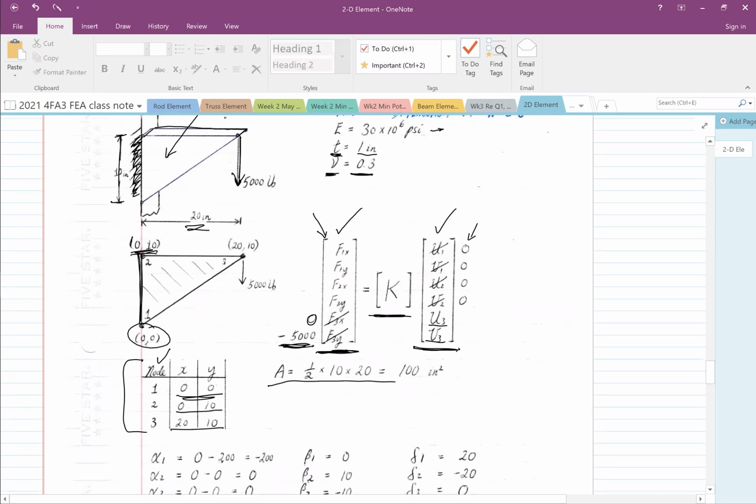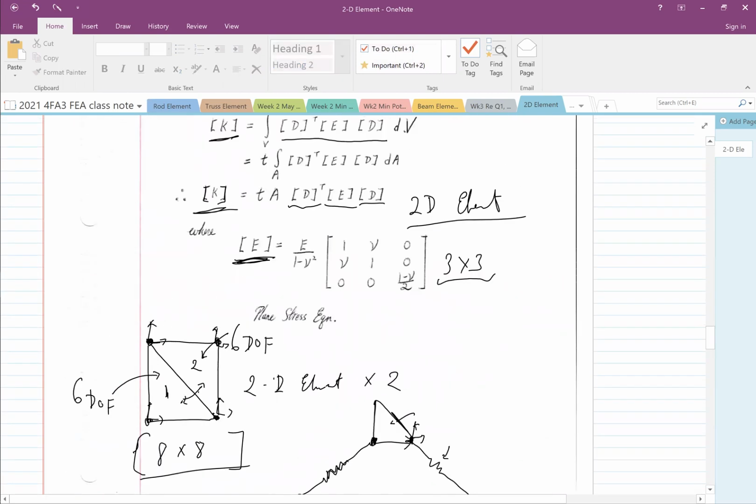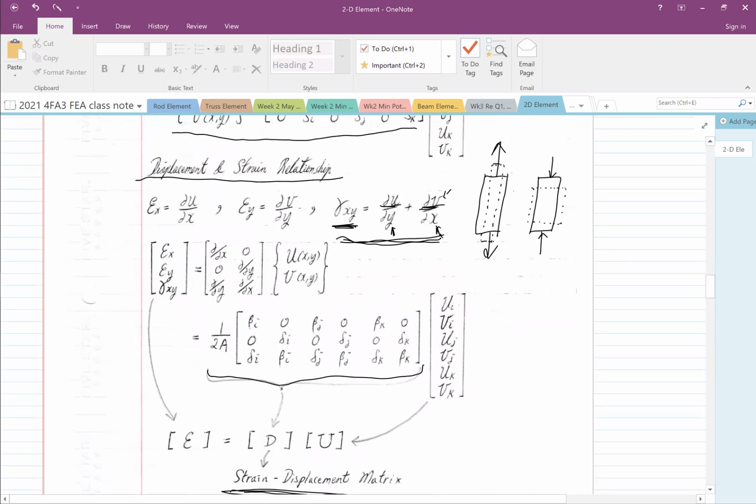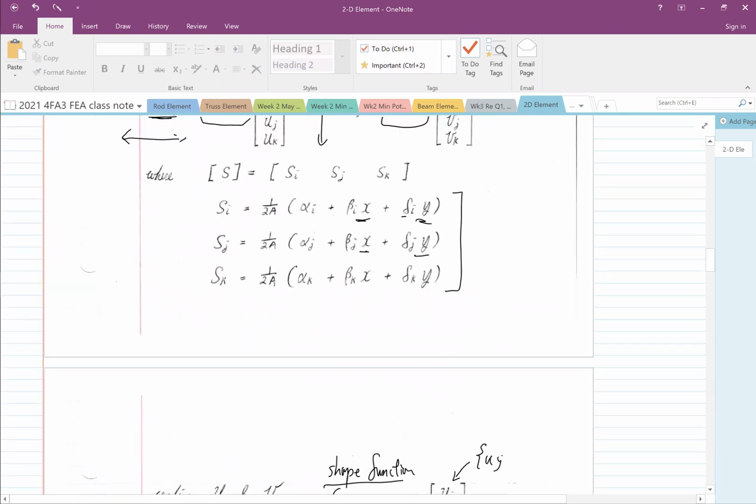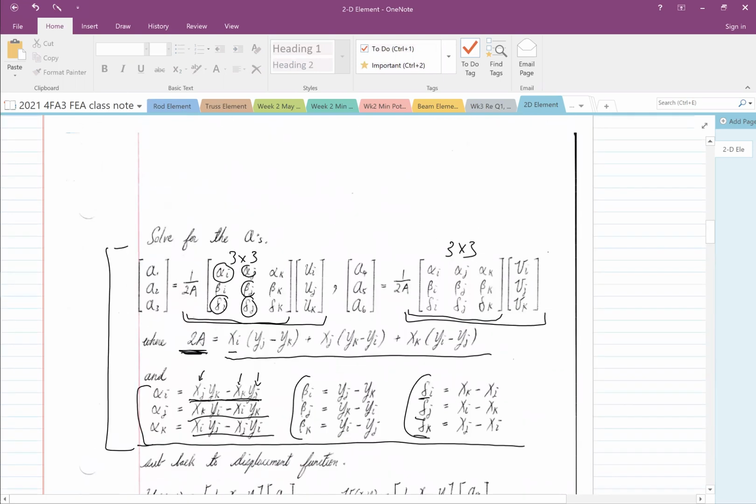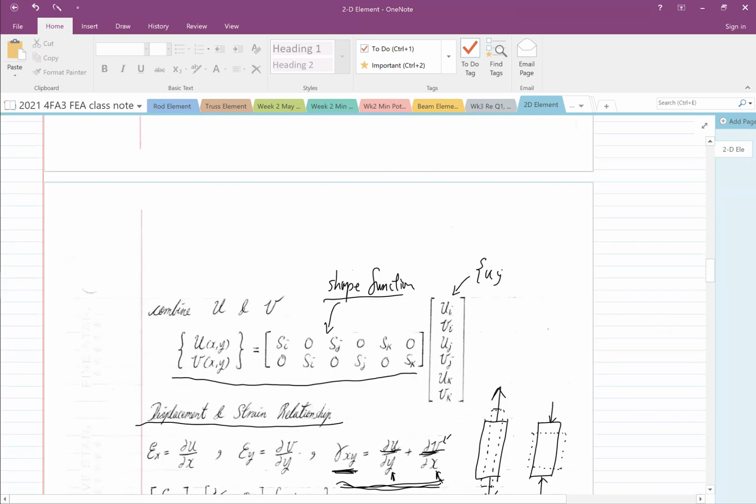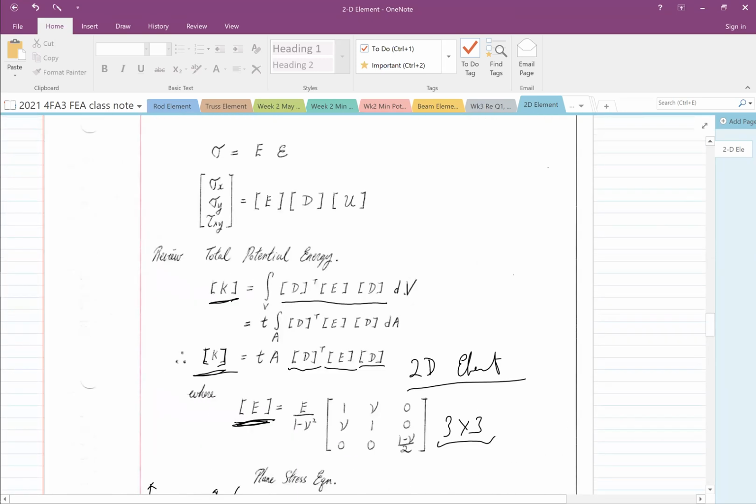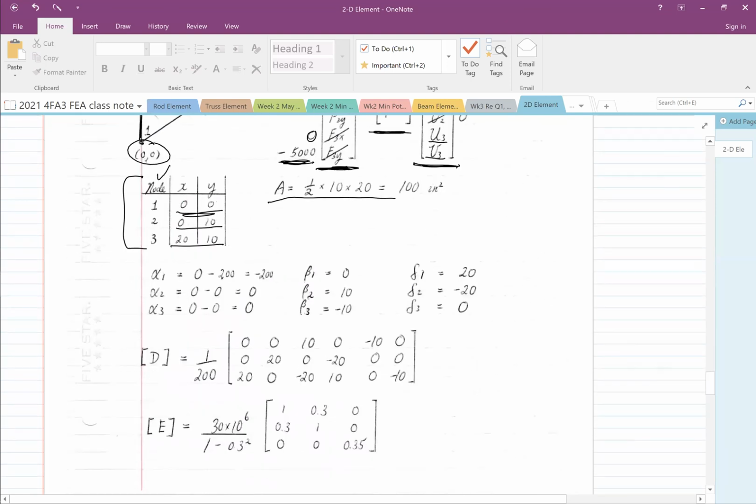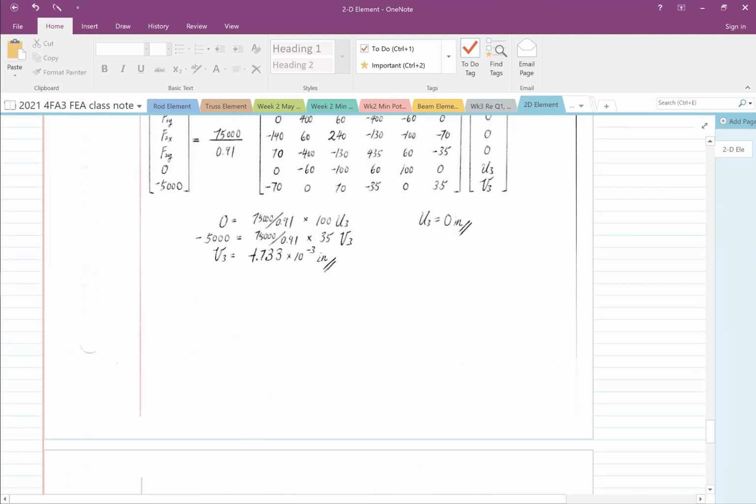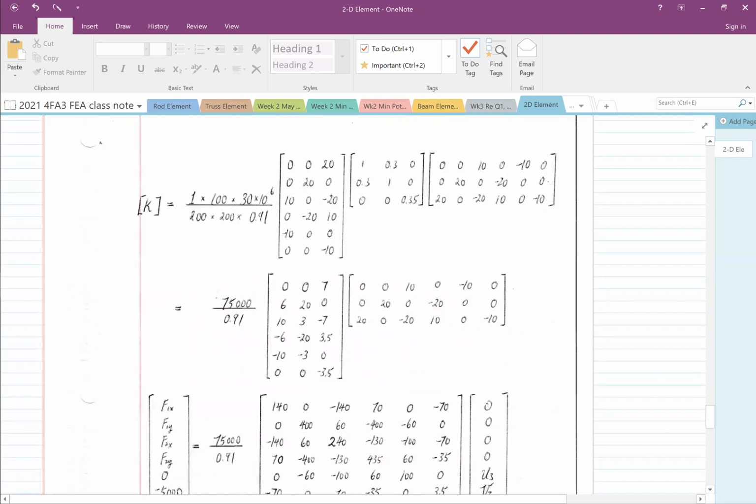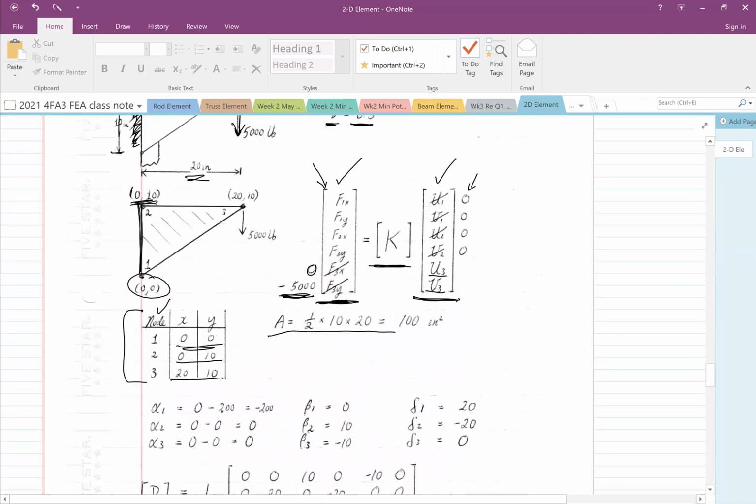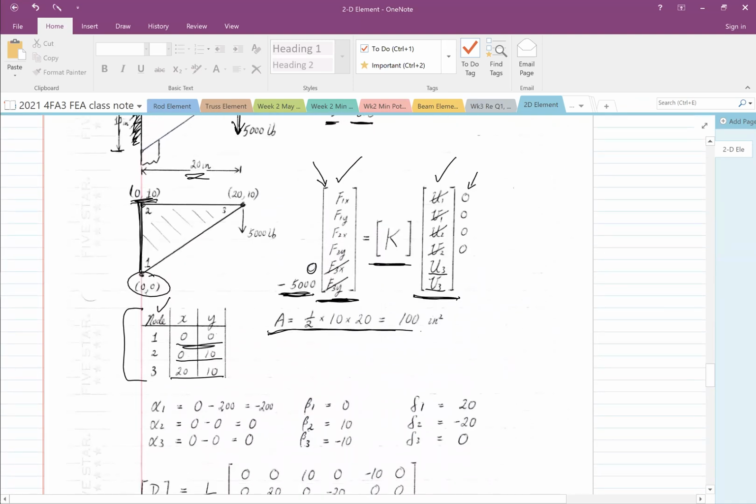The area, I didn't use the formula there, the 2A. You are allowed to just calculate the area of the triangle like this.